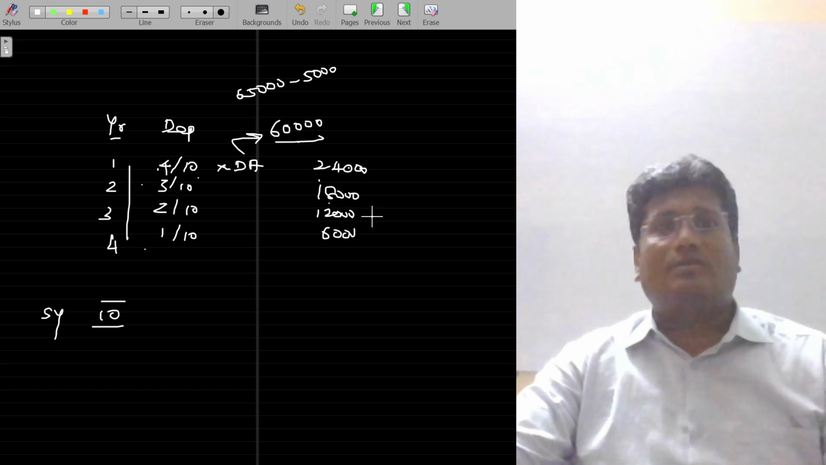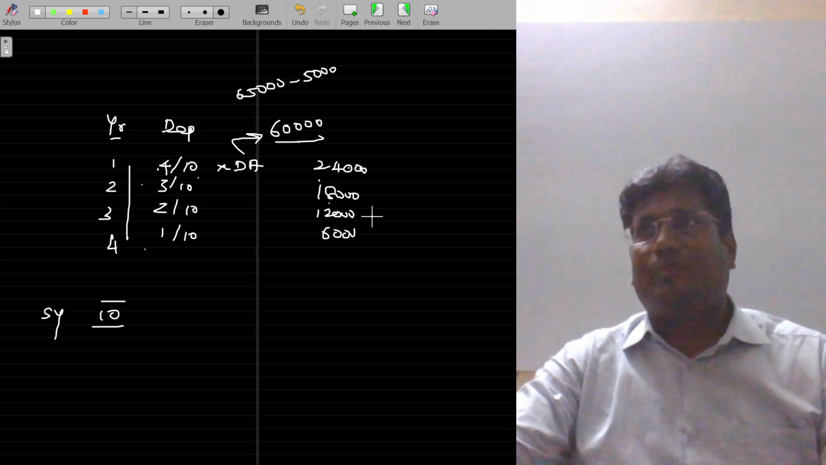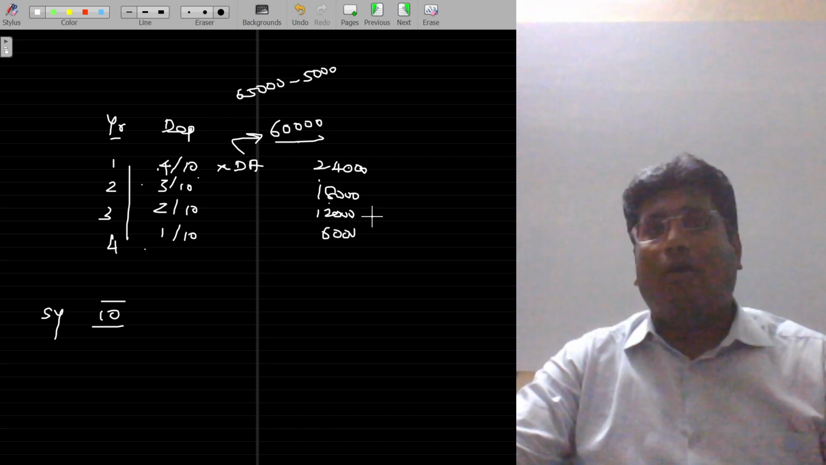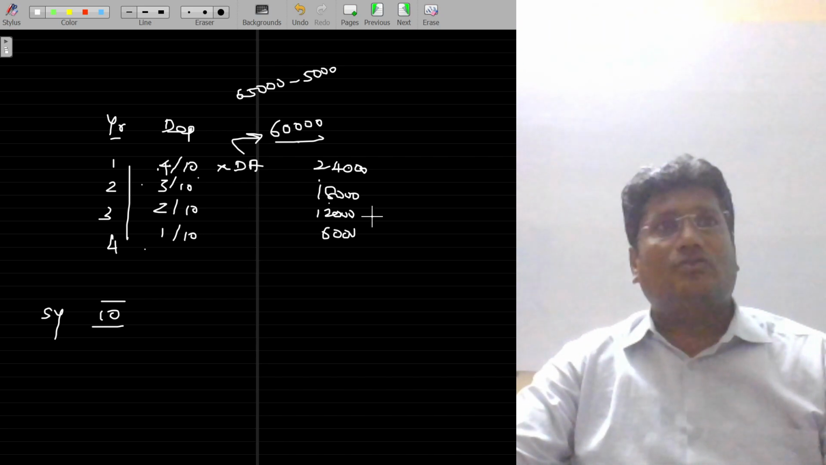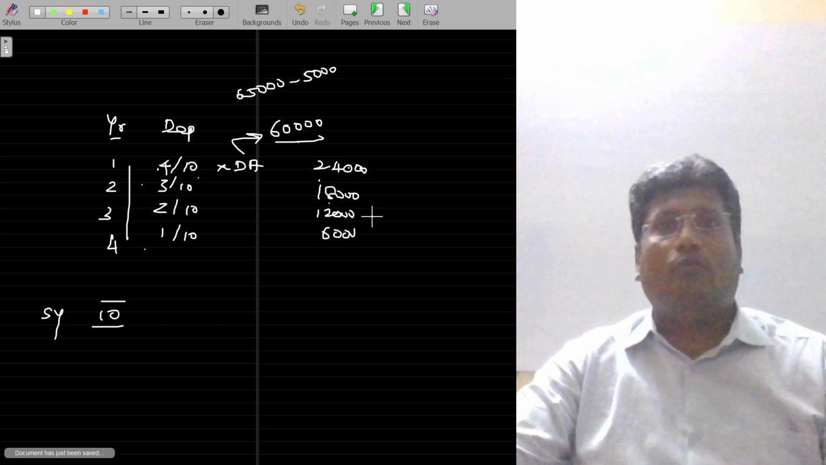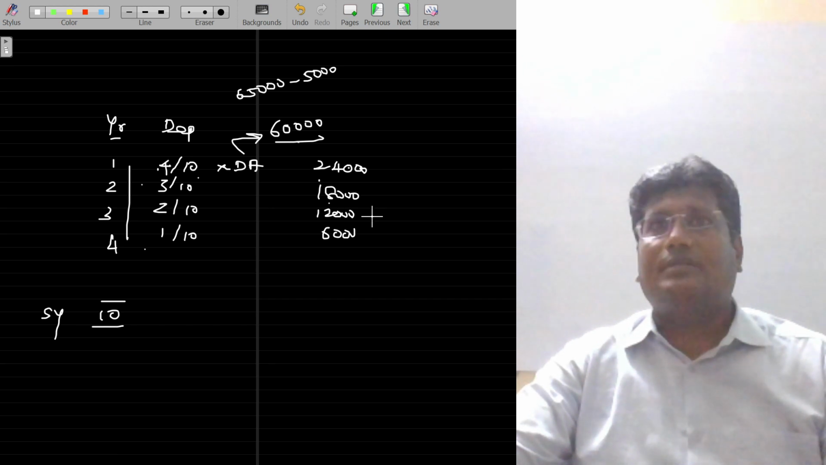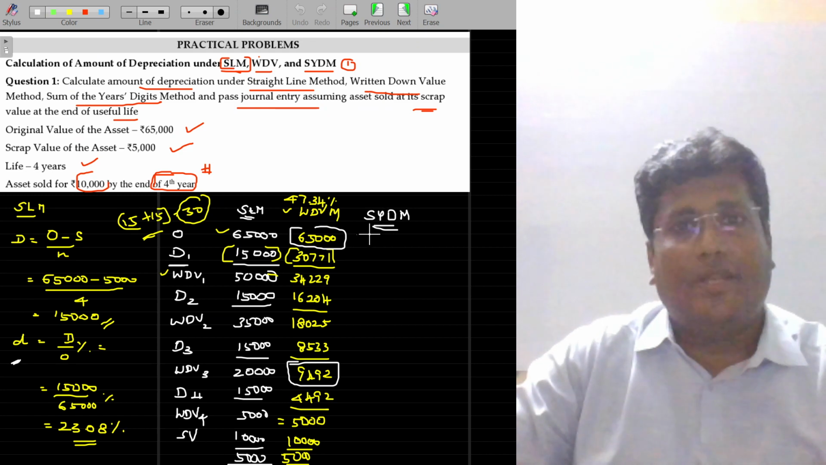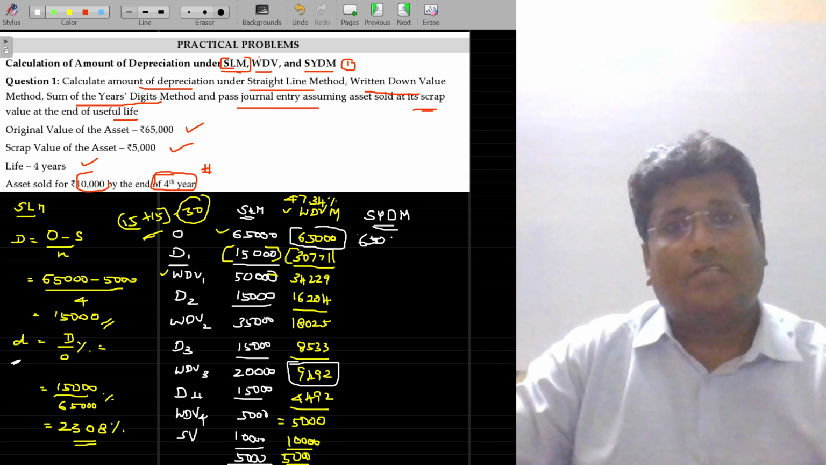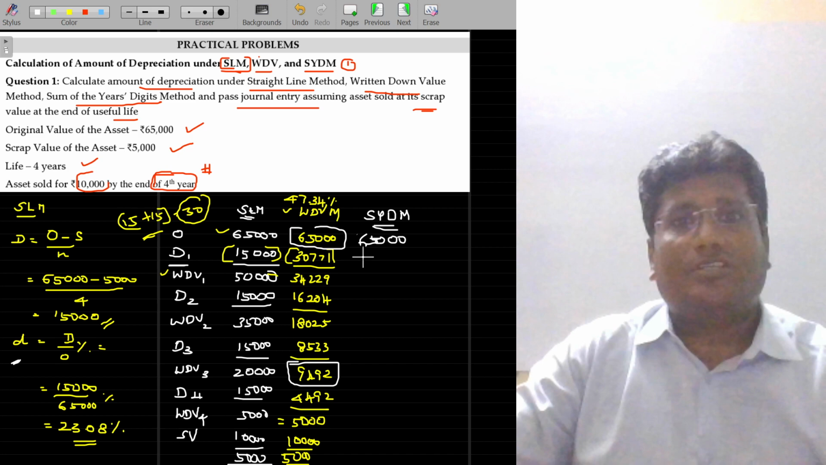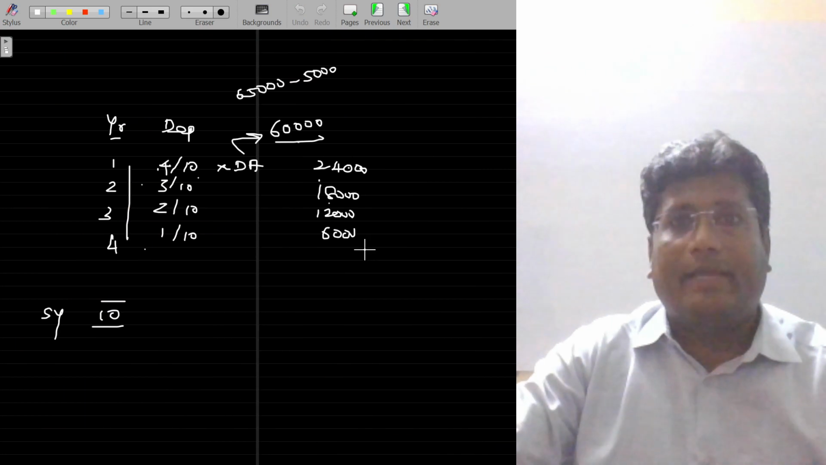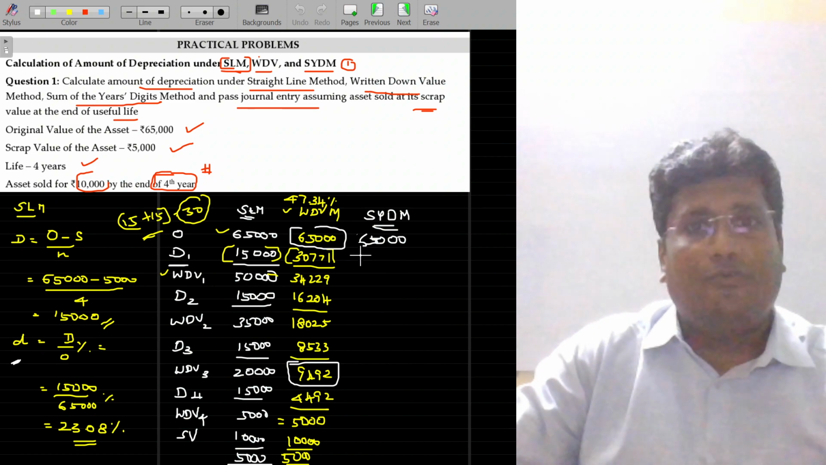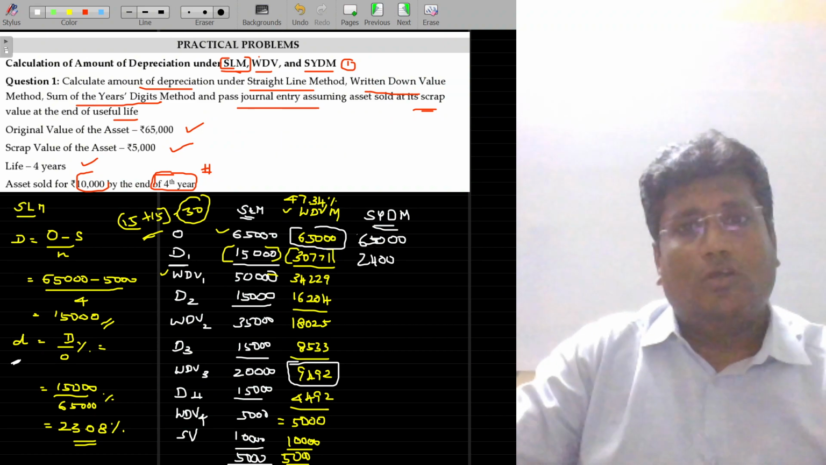The same is found in the sum of the years digits method also, to compensate for the WDV method. But of course, this is not as accurate as the WDV method. Anyhow, we will depend on this in case of emergency. Sometimes this method also may be asked in the examination. So let's start with 65,000. The first year depreciation is how much? We have already calculated the first year depreciation as 24,000, so I'm going to subtract 24,000 from 65,000.